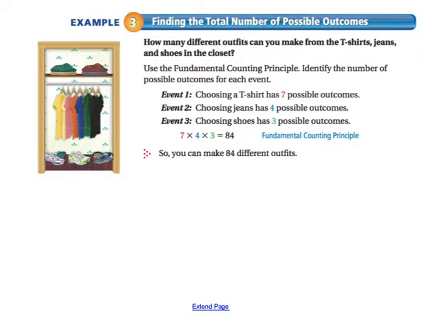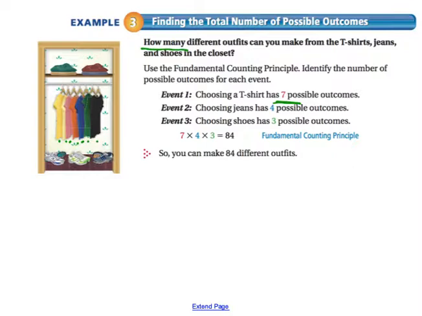How many different outfits can you make from t-shirts, jeans, and shoes in the closet? Now here it's just asking how many. We don't have to make a list. So we're just going to use fundamental counting principle. Event 1, choosing a t-shirt, has 7 possibilities. Looks like dark yellow, light purple, orange, blue, green, and black.